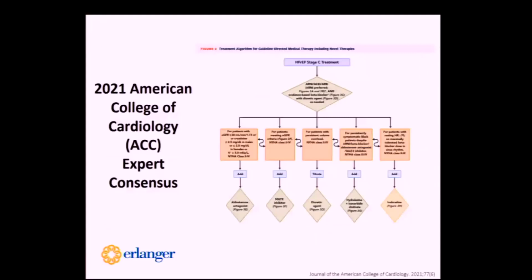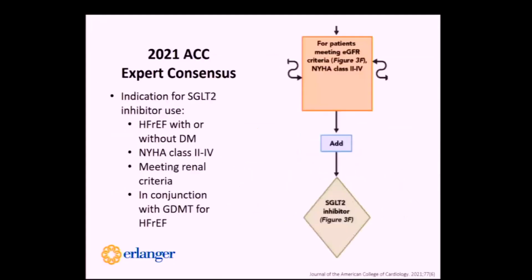So the guidelines have been updated to reflect these two trials. In 2021, the American College of Cardiology, or ACC, released an expert consensus with this treatment algorithm. And so they recommend that SGLT2 inhibitors be added to patients with heart failure with reduced ejection fraction with or without type 2 diabetes. Patients should be in New York Heart Association functional classes 2, 3, or 4. They must meet the renal criteria, and the SGLT2 inhibitors should be added in addition to their GDMT.